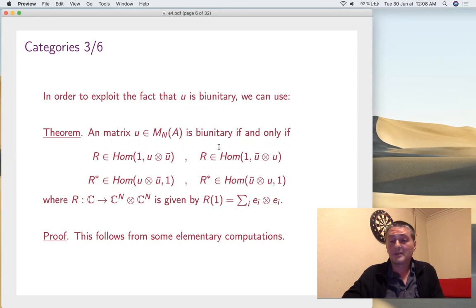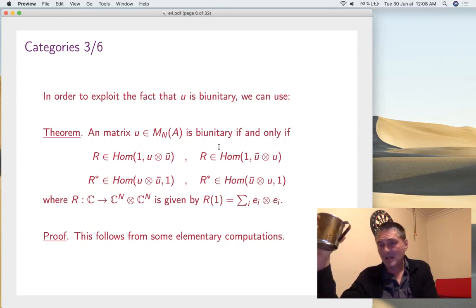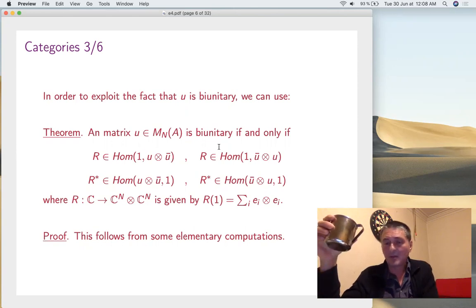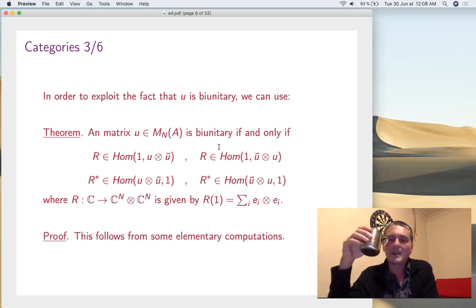Now, what's the starting point for reconstructing? So we know nothing. I mean, for an arbitrary Woronowicz algebra, what do we know about U? It's all about U, right? U, the fundamental corepresentation. We only know that it's biunitary. So this will be a starting point, obviously. That's all we know. So let's translate the biunitarity condition into categorical terms.